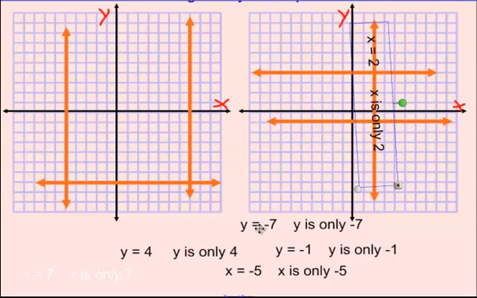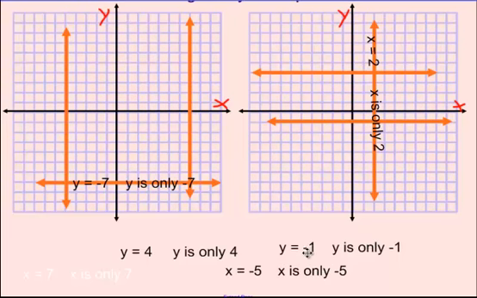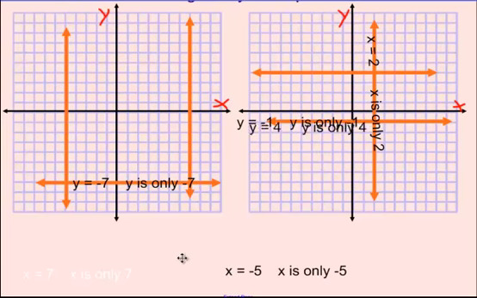Y is equal to negative 7. Y is only negative 7. Well, that looks to be this one right here. Y is negative 1. Y is only negative 1 right here. Y is only 4. Notice it's going through the y-axis at 4. So that's my easy way to identify these.